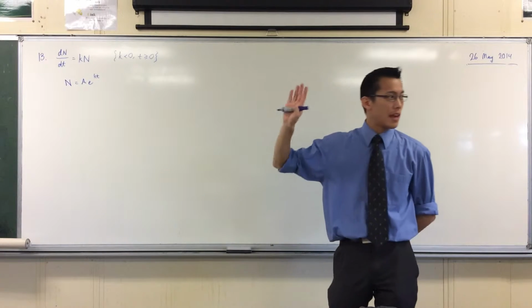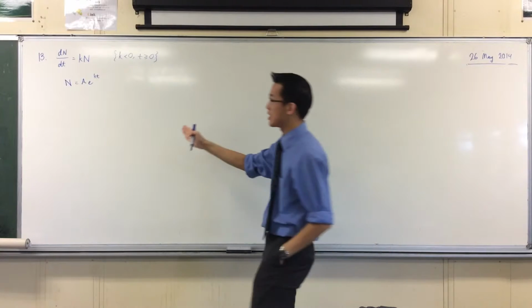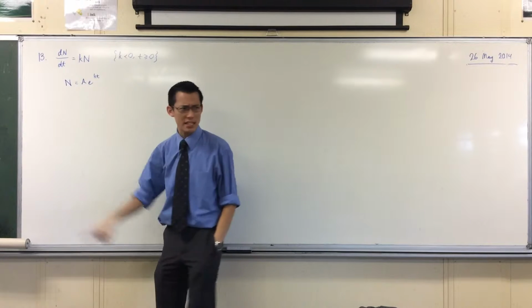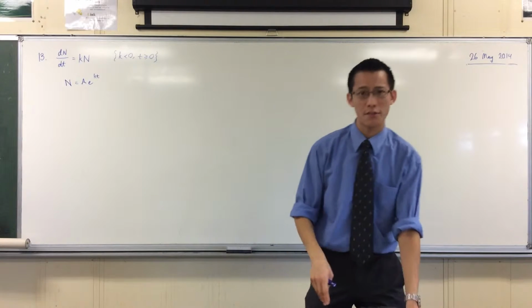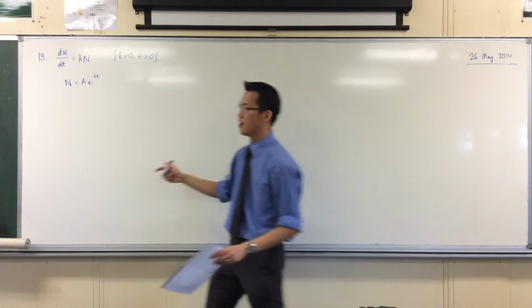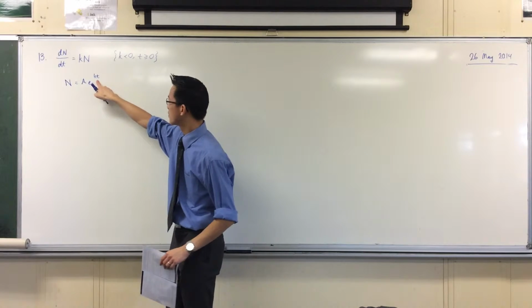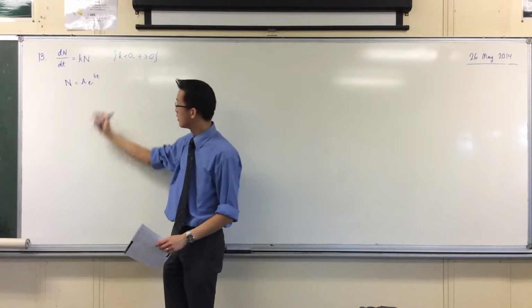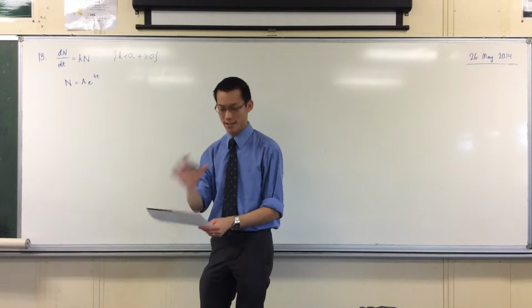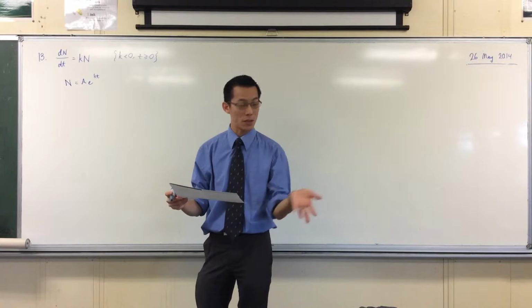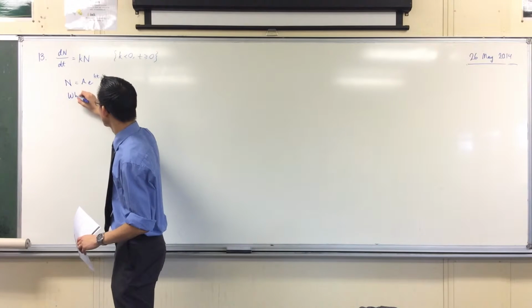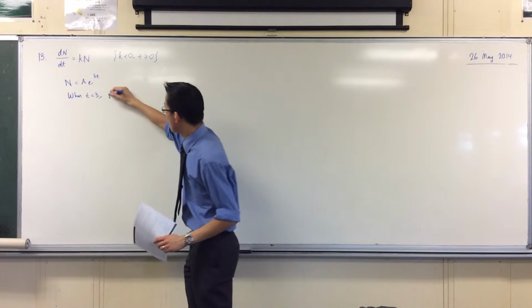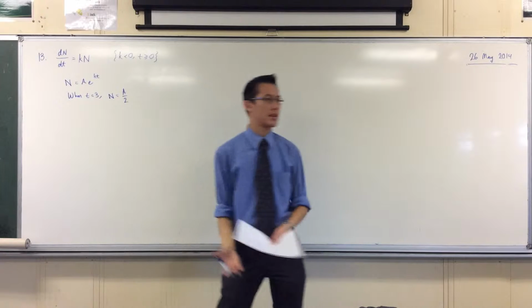Now, if that's the situation, they haven't given us any information yet about the initial population, which will be A, okay? So that seems problematic, but we can still account for the information they give us if we think about the fact that when t equals 0, the population will just be A, because this will be e to the naught, so it'll just be 1. So therefore, I can still say, even though I don't know what the number is, when t equals 3, after 3 years, the population will be half of whatever it started with.